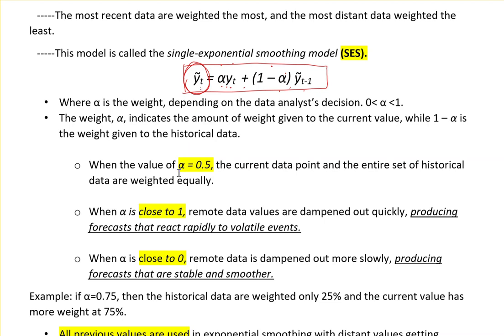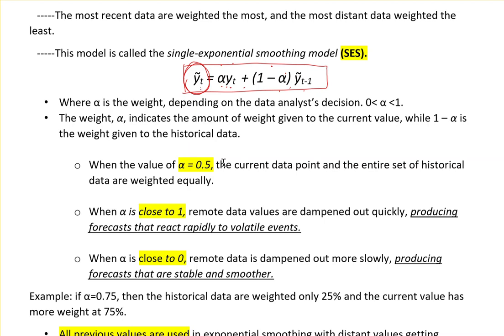When alpha equals 0.5, what does that mean? Alpha is the weight for the current value, so if alpha equals 0.5, 50% of the weight is based on the current value, and the other 50% is based on the previous values. That means the current value and the previous values have the same weight.